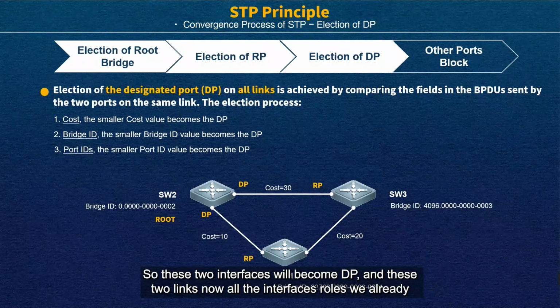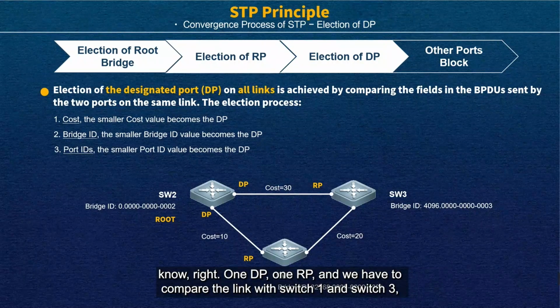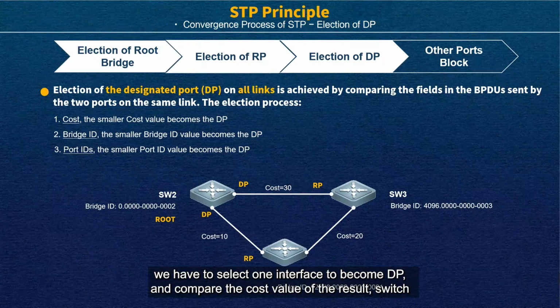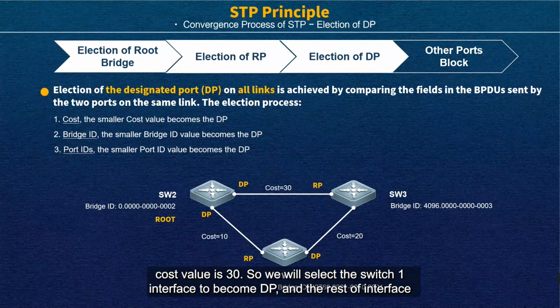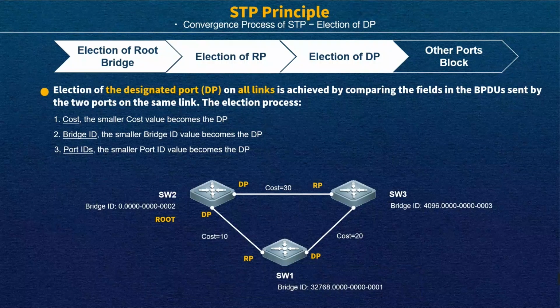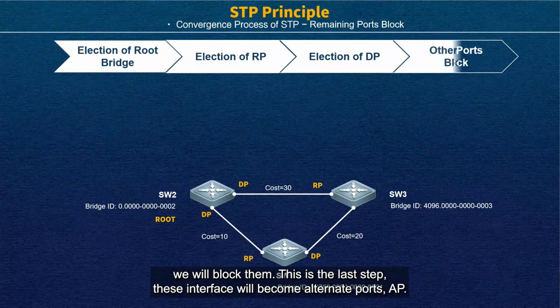And for these two links, now all the interface roles we already know, right? One DP, one RP. And we have to compare the link between switch 1 and switch 3. We have to select one interface to become DP. And compare the cost value of the result. The switch 1 interface will become DP because the cost value is 10 to the root. But on the other side, the cost value is 30. So we will select the switch 1 interface to become DP. And the rest of the interface, we will block.